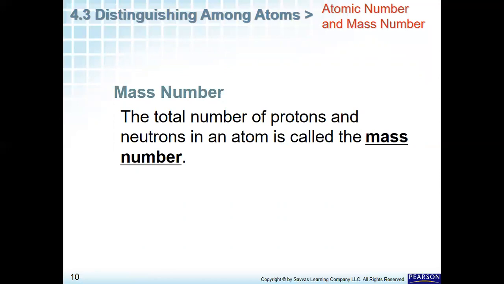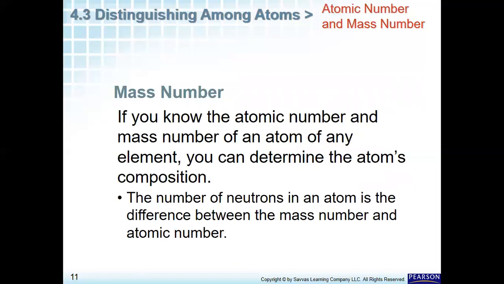Secondly, the mass number. The total number of protons and neutrons in an atom is called the mass number. So I have to add protons and neutrons inside the nucleus in order to get the mass number. If you know the atomic number and mass number of any atom, you can identify the element too, and you can determine the atom's composition too. The number of neutrons in an atom is the difference between the mass number and the atomic number.